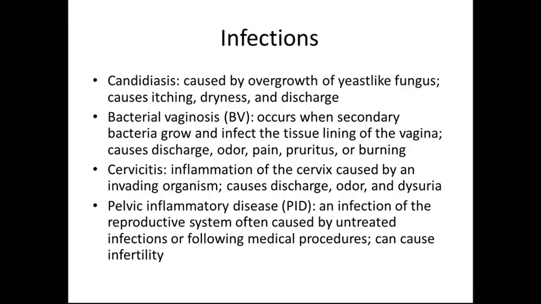Cervicitis is the inflammation of the cervix caused by an invading organism, causing discharge, odor, and dysuria. And pelvic inflammatory disease is an infection of the reproductive system often caused by untreated infections or following medical procedures, and can cause infertility.